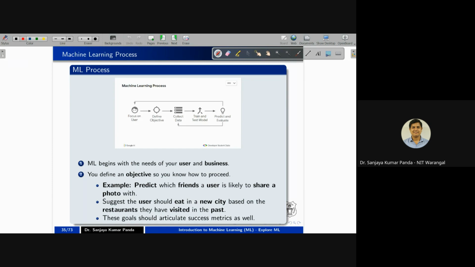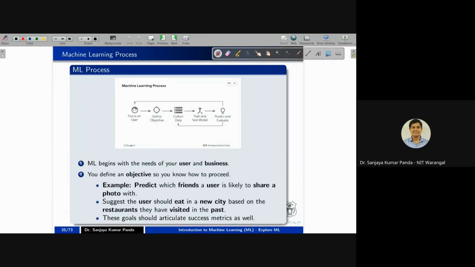Then we have to define our objective, which is what we want to achieve. Suppose we want to minimize the error, or maximize the accuracy of a particular system, or correctly classify the objects. So these are our objectives. For example, predict which friends a user is likely to share a photo with, right? When you upload a particular photo and it is tagging your friends, it is showing a tentative one, right? Sometimes it also misclassifies, and you want it to classify correctly.